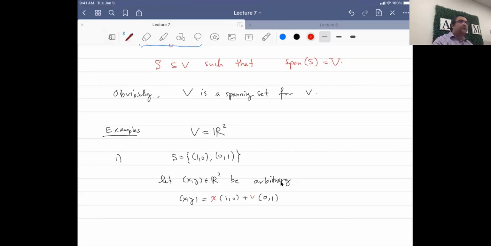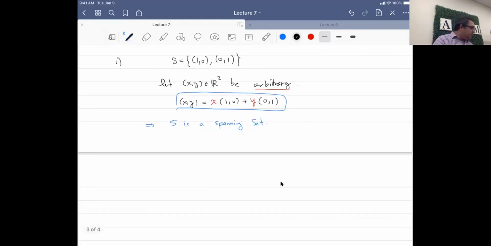So what are the obvious coefficients here? x and y. (x, y) is an arbitrary vector in R2. I want to show that it's generated by (1, 0) and (0, 1), and it's really x times (1, 0) plus y times (0, 1). So this example shows that S is a spanning set, because all possible linear combinations of these generate the entire vector space. This calculation shows that anything in R2 is a linear combination of these two vectors.